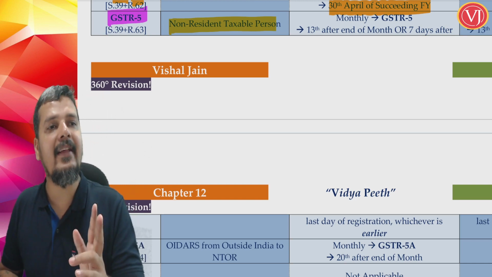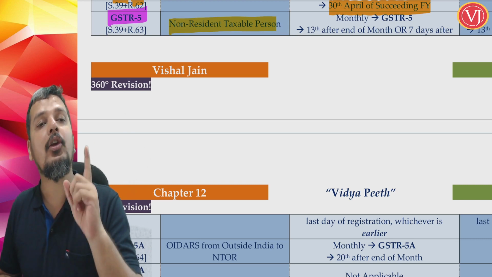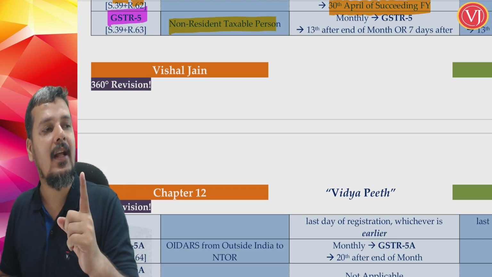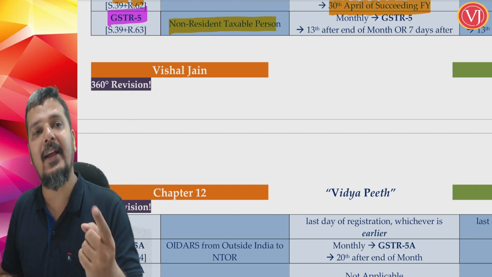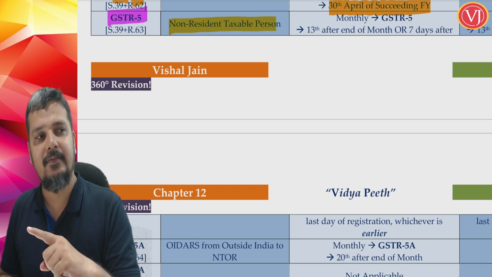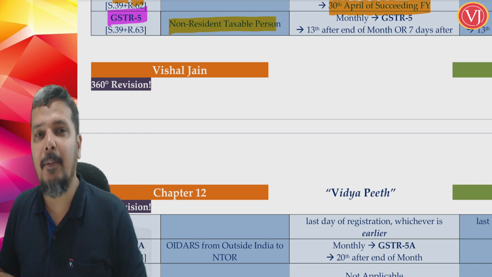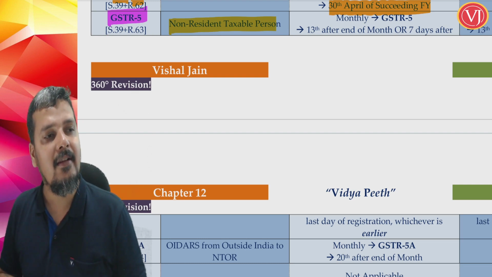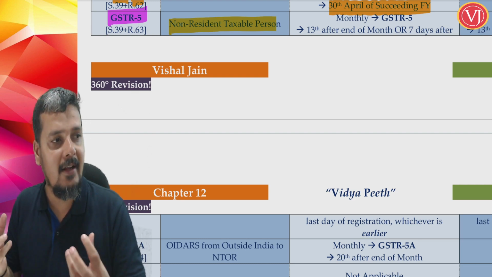Now, there are two places where your due date of return filing and due date of payment is not the same. One, QRMP scheme, where payment is monthly but return filing is quarterly. And second, your composition taxable person, where payment is quarterly but filing is yearly. So the due date of payment and due date of return filing are different dates.